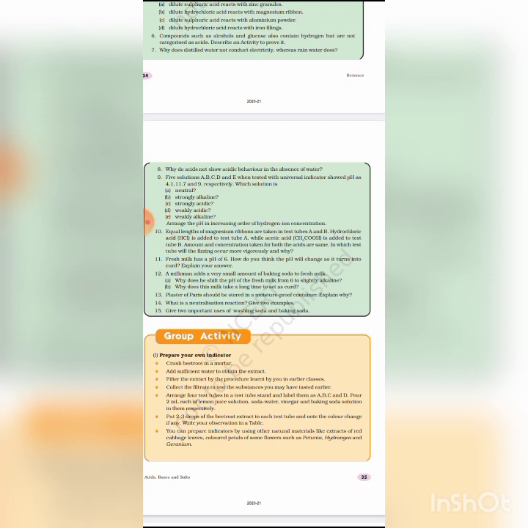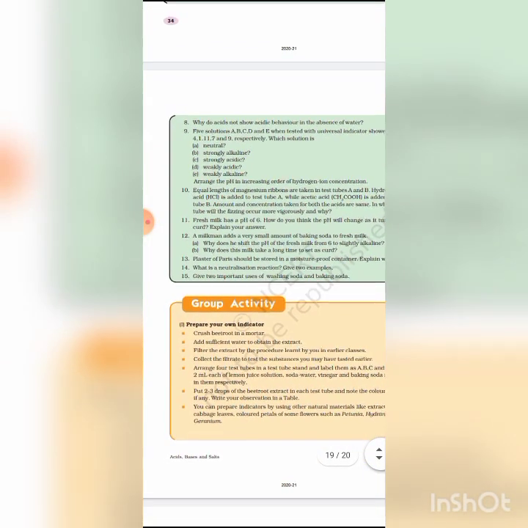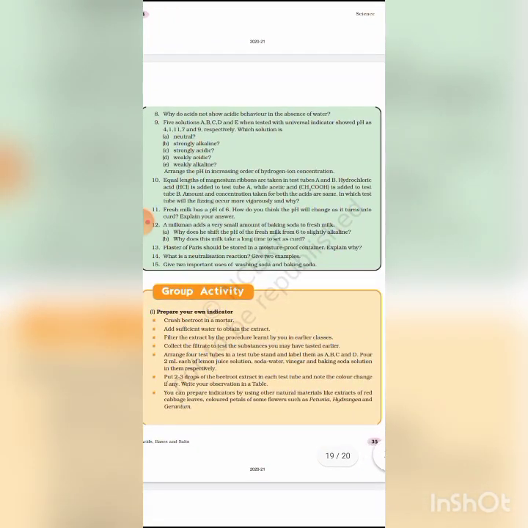Okay, and the fizzing is due to the evolution of hydrogen gas, which is formed by the action of acid on the magnesium ribbon. Now question number 11. Fresh milk has a pH of 6. How do you think the pH will change as it turns into curd? Explain your answer. Student, pH will fall below 6, and this is because lactic acid is produced when milk sets into curd.